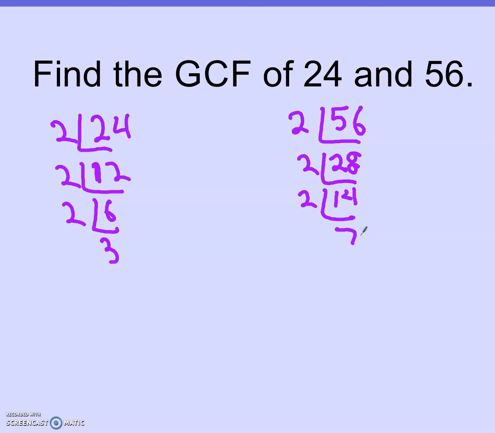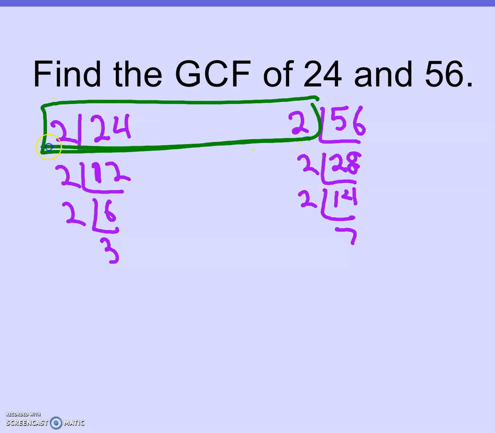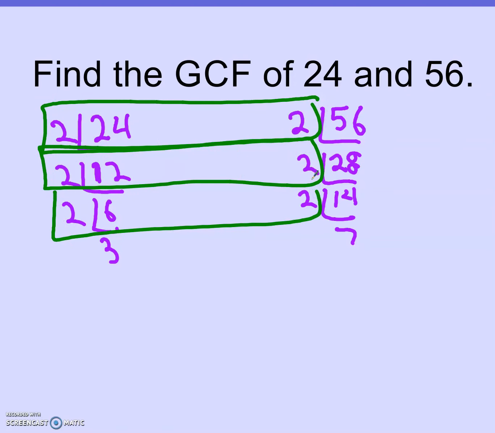Okay? So what I'm going to do again is say, look, they've got a 2 in common, another 2 in common, and another 2 in common. And that's it. So I'll just multiply those three numbers together, 2, 2, 2, and get 8. And there's my greatest common factor. So to me, that works a little nicer.